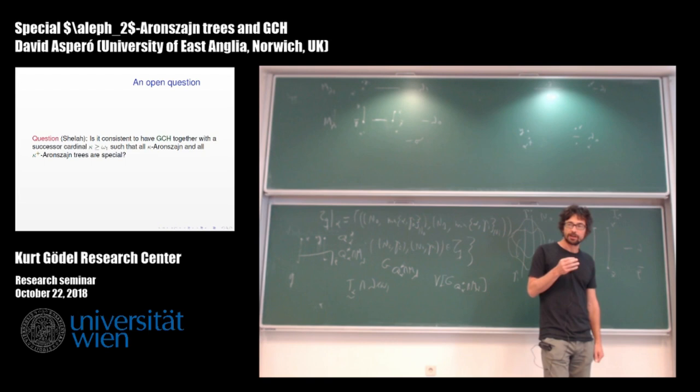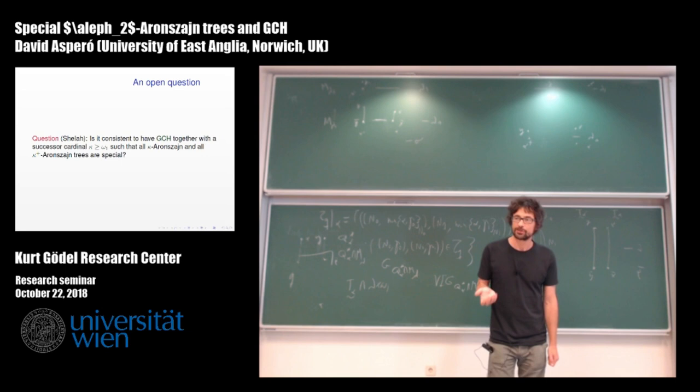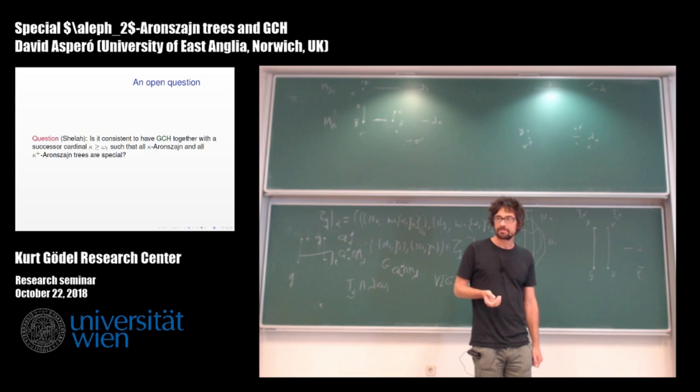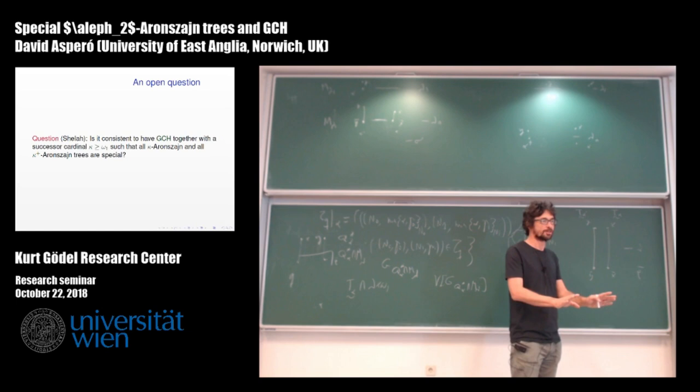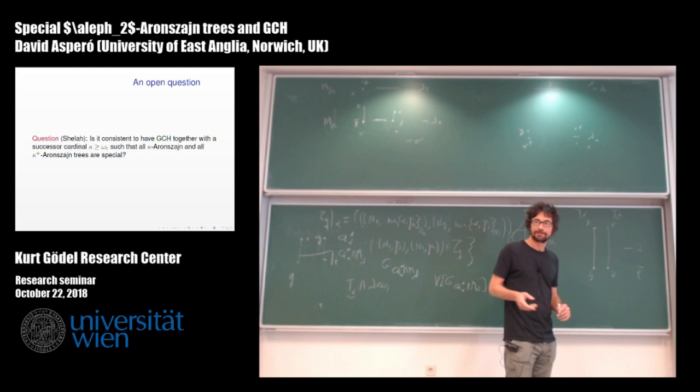Well, we can do this measuring, this very strong failure of club guessing, using this methodology. Is that something that needs a weakly compact? No, without large cardinals. That's in ZFC. But I guess that was your question, right? You don't need any large cardinals for that.